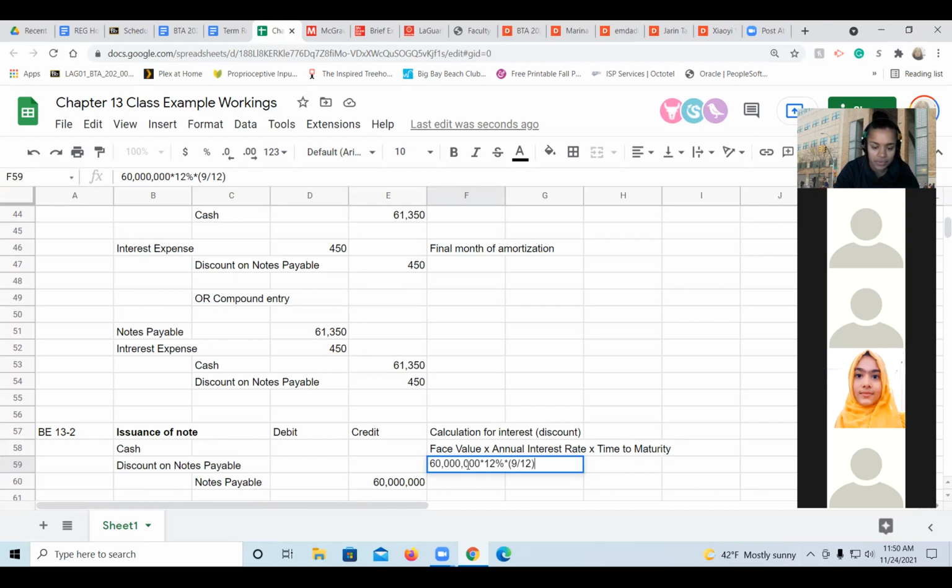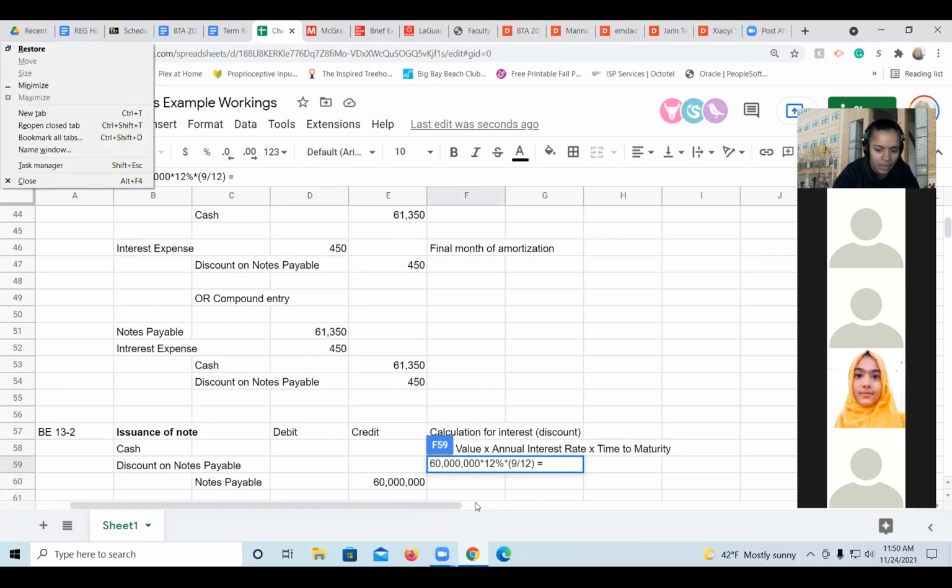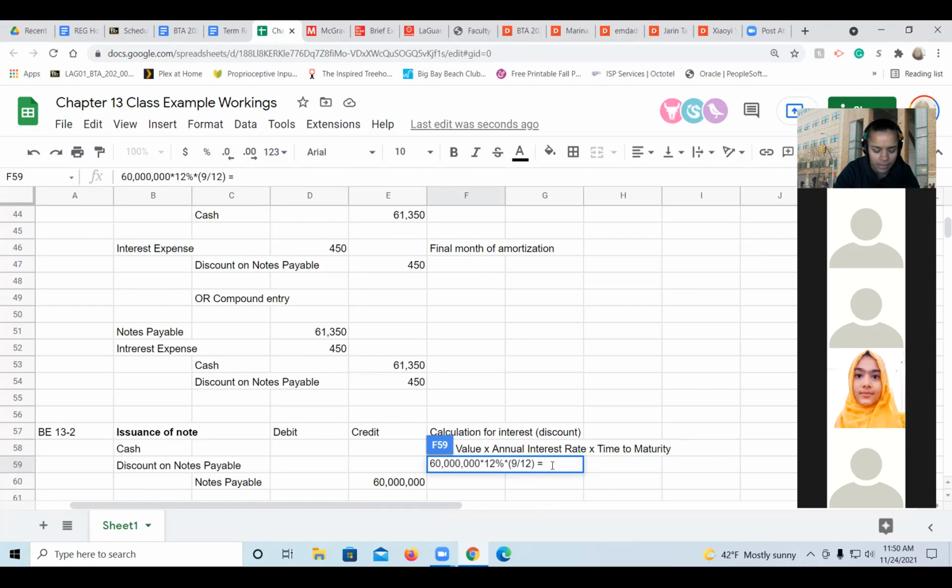The 12 is not because the interest rate is 12%, but because there are 12 months in a year, and this is the interest rate for a whole year. And so in the end, you will find that if you do the math, this is going to come out to 5,400,000. Okay, that's the amount of the discount. Questions up to there?